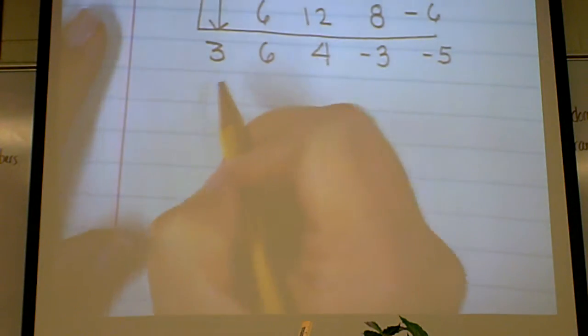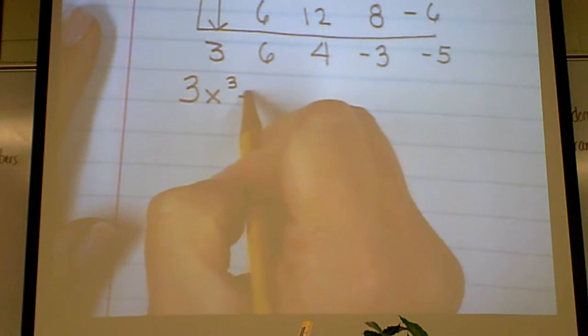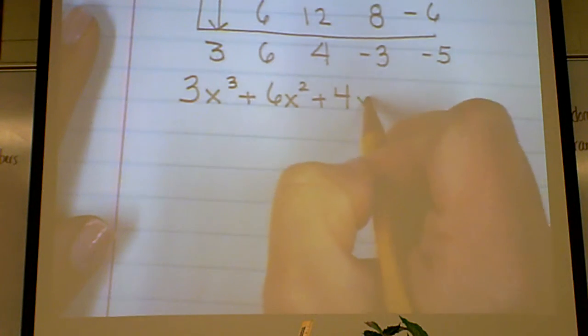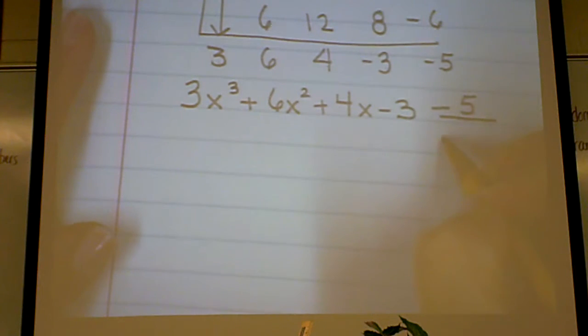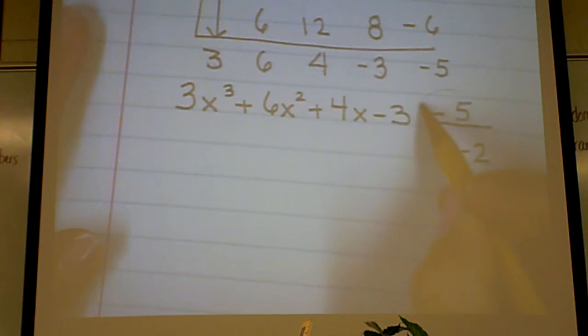So here's your answer: 3x to the third plus 6x squared plus 4x minus 3 with a remainder of -5 over x minus 2. You always put your remainder over the divisor. Okay? Alright, everyone got that?